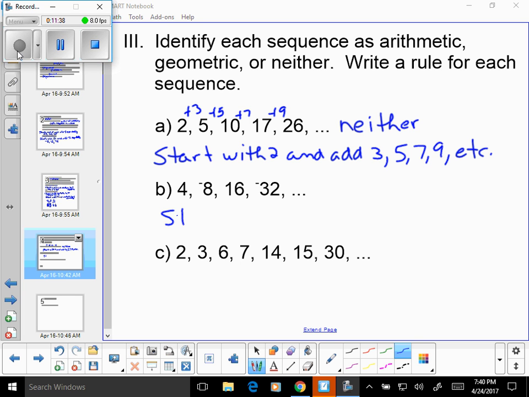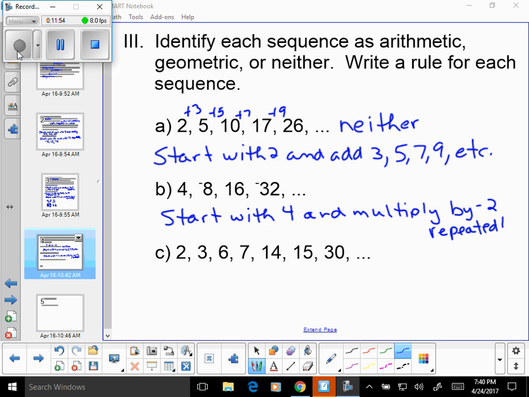Yes, I'm going to start with 4 and multiply by -2 repeatedly. That is going to make this one a geometric sequence. Okay, again, hit pause and you see if you can do the next 3, and then I'll show you the answers.